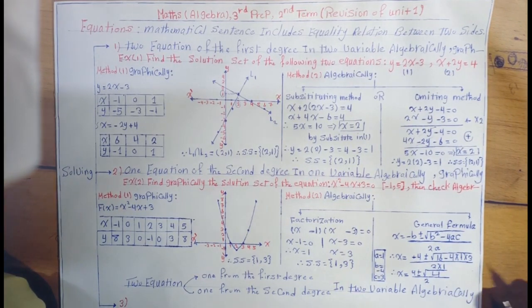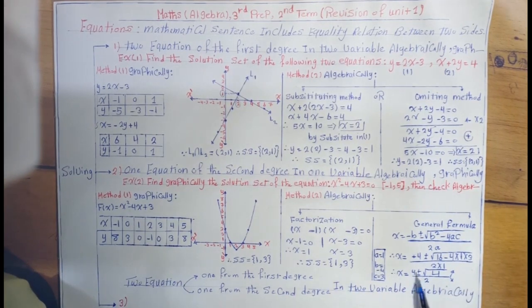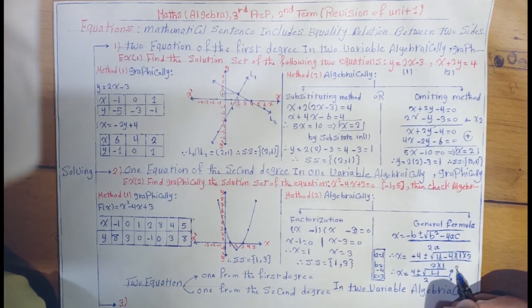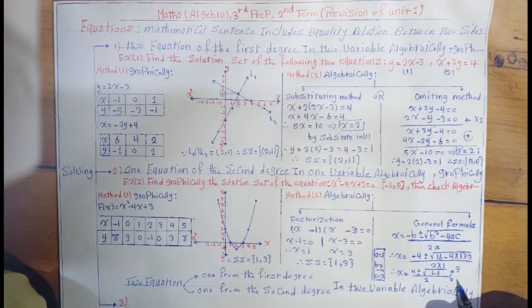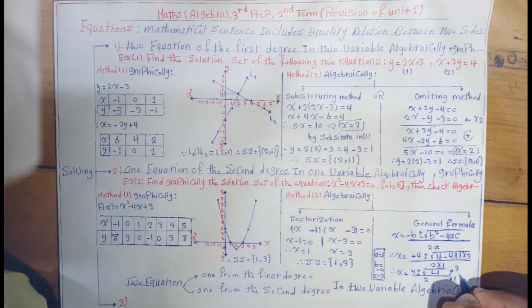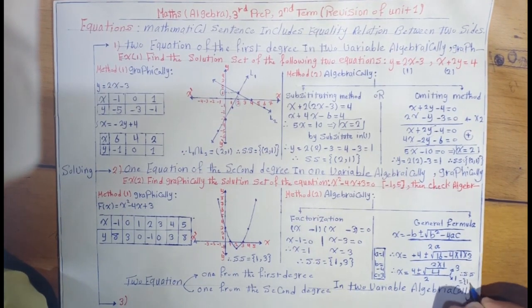Now by using the calculator we have two results. The first result is 4 plus the square root of 4, which equals 2. 4 plus 2 equals 6, 6 over 2 equals 3. That's right. And the second result, 4 minus the square root of 4 equals 2, 4 minus 2 equals 2, 2 over 2 equals 1. Yes. Then the solution set equals 1 and 3.